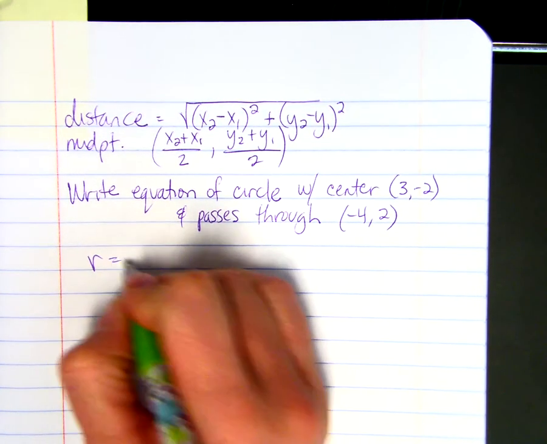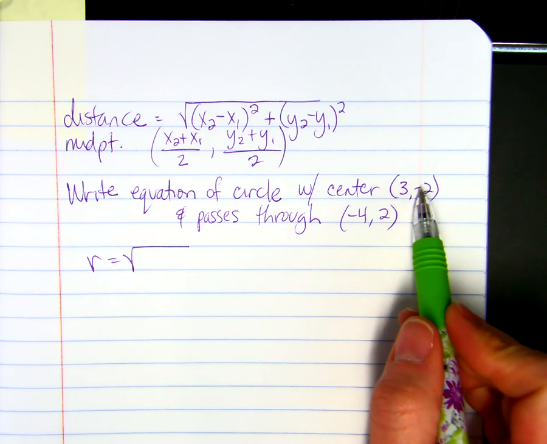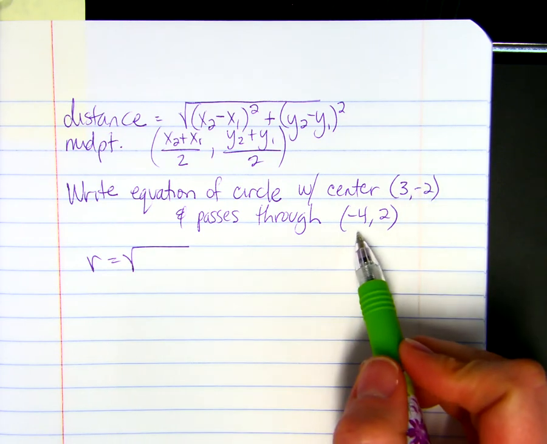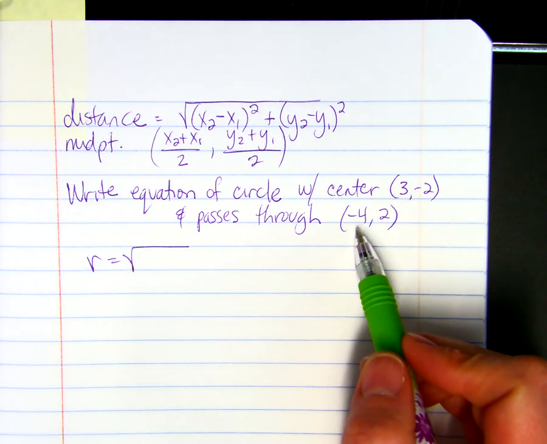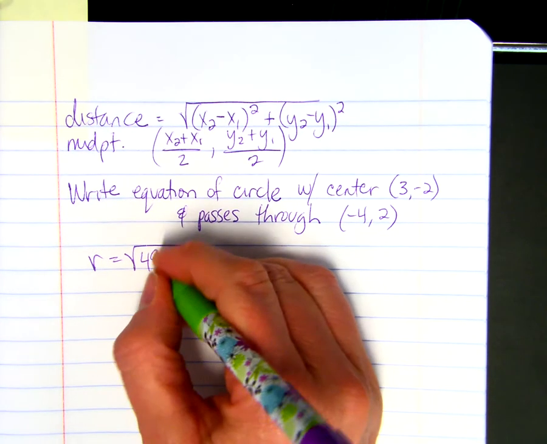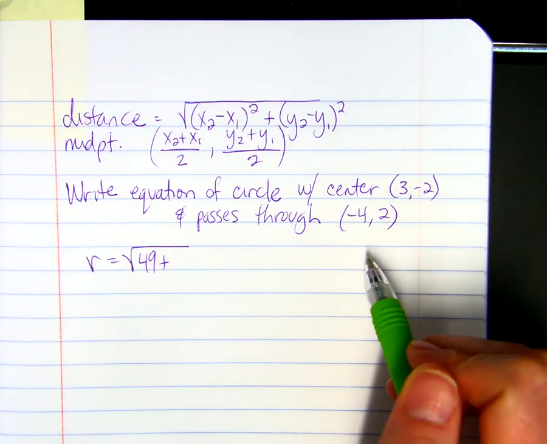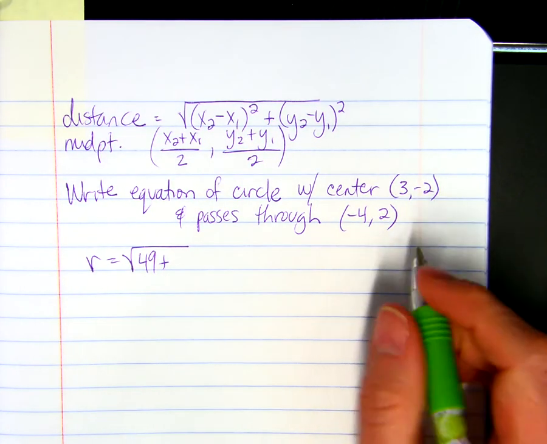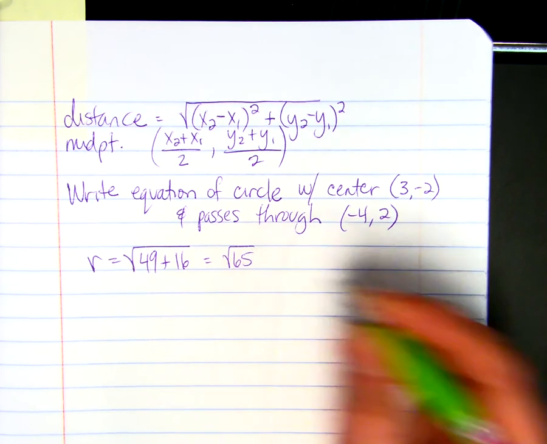So the radius is the square root of, we find the distance between 3 and -4, which is 7, and square it. So you have 49 plus, and find the distance between -2 and 2, which is 4, square it, and you get 16. So the radius is the square root of 65.